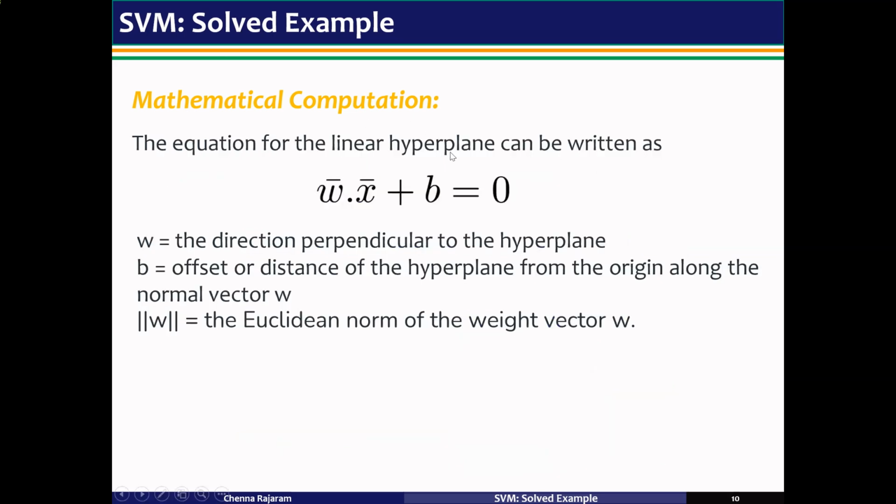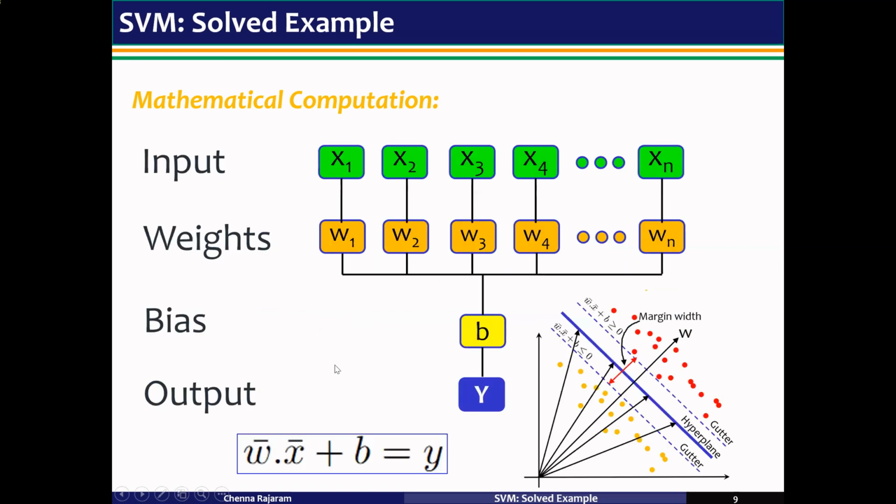The equation for the linear hyperplane can be written as W bar dot product X bar plus B equal to 0, where W is the direction perpendicular to the hyperplane. Here you can see the diagram. This is the W bar.